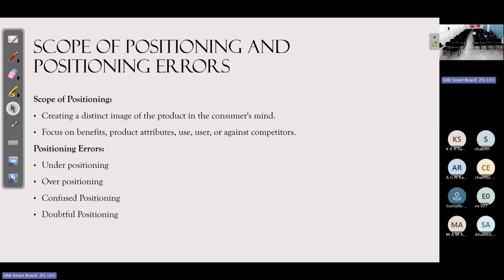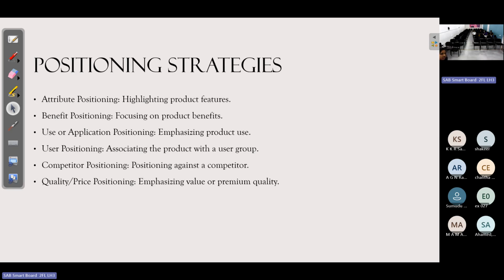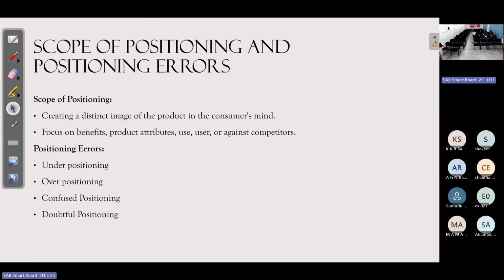Here it is discussing positioning. Okay? So up to now we discussed mainly the segmenting part. Then here, positioning. I told you, positioning means once we select the target market, we are going to position our product in their mind. That's what we call positioning.